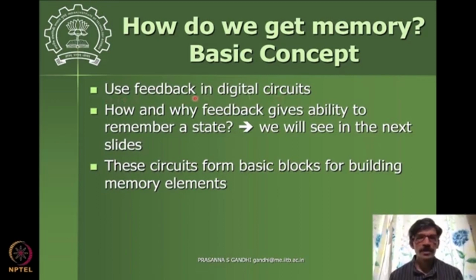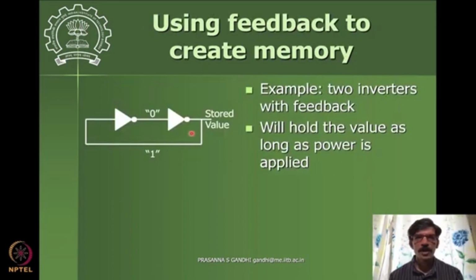Using feedback in digital circuits will give you some ability to remember state. How does it happen? Very simple. Say you have these two inverters, and this value is given as a feedback here. Say this value is 0 and this value is 1 here, this 1 is getting fed back, and then this one is again producing 0 here. That means this is a stable state for this circuit. The circuit is stable, holding the value 0 here and 1 here. As long as the power is applied, this value will be held.